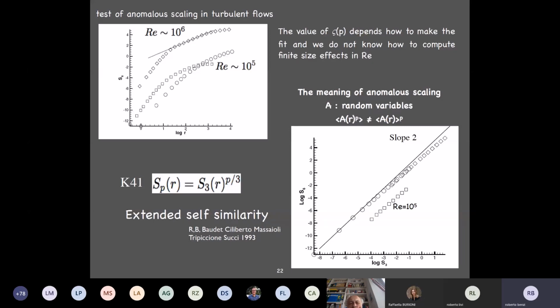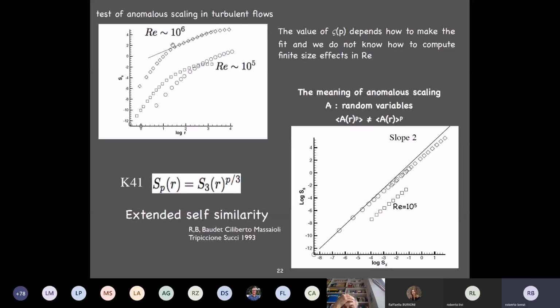Okay? Now, here is just the situation that one finds in turbulence. If the Reynolds number is 10 to the 5, you see this square here, and you can obviously put a line between two squares, but no more than two. You don't really observe any kind of scaling. Only when the Reynolds number becomes very large, 10 to the 6, you observe something which you may call a scaling, but depending on whether you do the fit here or there, the numbers that you get can be whatever you want.